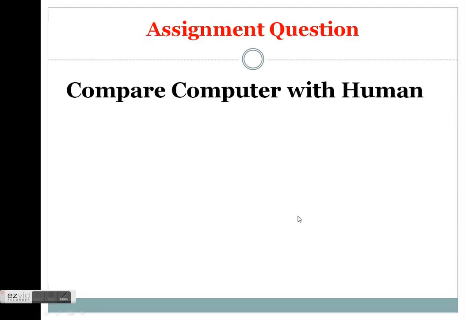Students, now an assignment question for you. The question is that you make a comparison of humans and computers.